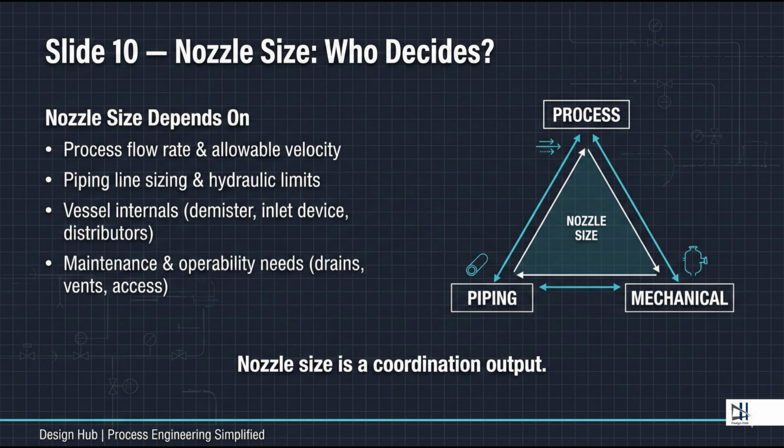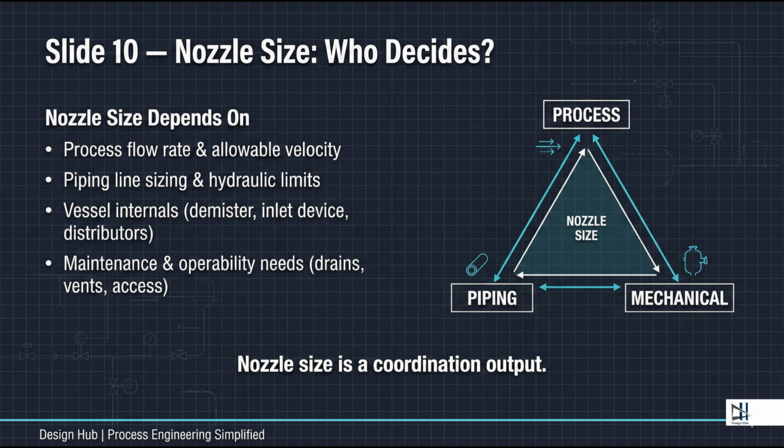Second, piping confirms the size using hydraulics, line sizing, and project piping class. Piping will check pressure drop, control valve requirements, and the line routing feasibility. Many times, nozzle size is aligned with line size to reduce reducers and simplify fabrication.